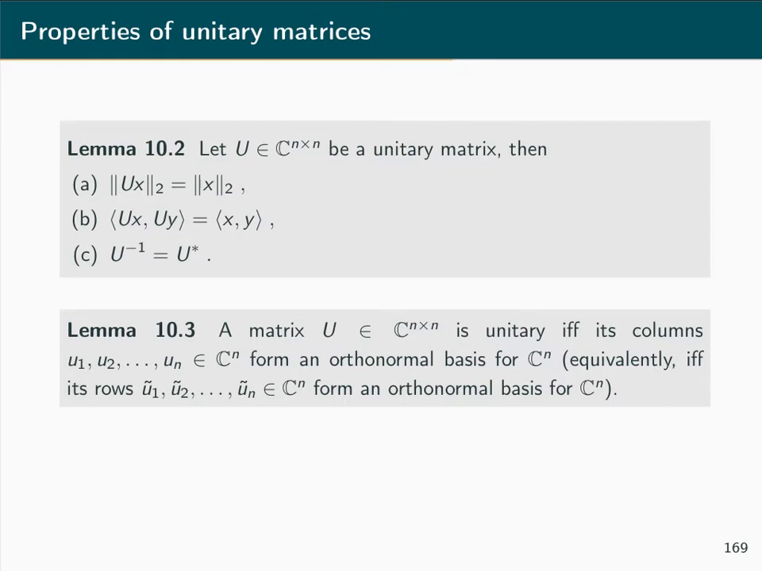Lemma 10.3 provides an important characterization of unitary matrices, namely its column vectors u1 through un form an orthonormal basis for Cn, and equivalently its row vectors u1 tilde through un tilde form an orthonormal basis for Cn as well.